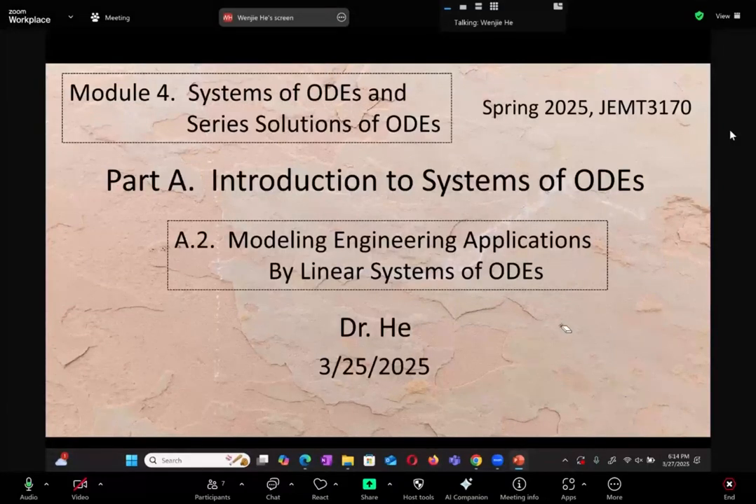8.2, modeling engineering applications by linear systems of ODEs. In this topic, we will work on two application questions. We just apply what we learned in 8.1, then we use the linear system. We solve the problems by solving linear systems of ODEs. It's pretty simple, but we need to get used to this new method.